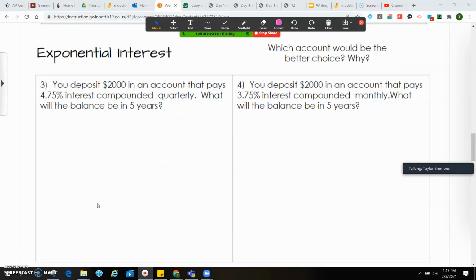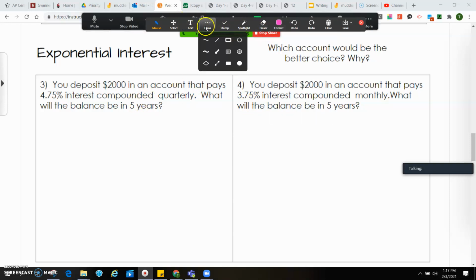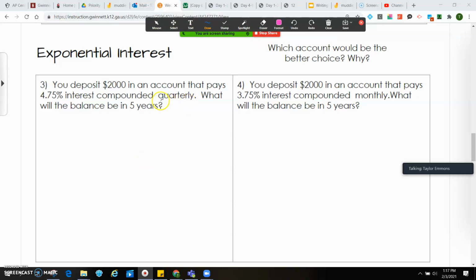It says that you deposit $2,000 into an account that pays 4.75% interest compounded quarterly. Okay, so let's go ahead and circle the important pieces. Any of those -ly words are really important. That's going to tell you a lot. You've also got your initial amount, which is $2,000, and you have 4.75%. And then you're trying to find the balance after 5 years.